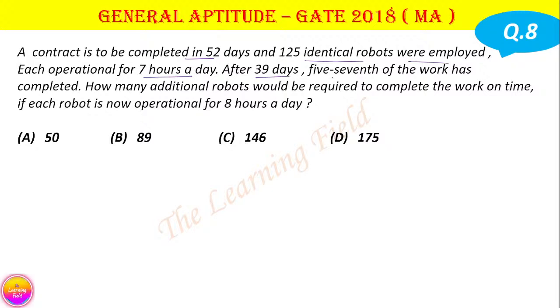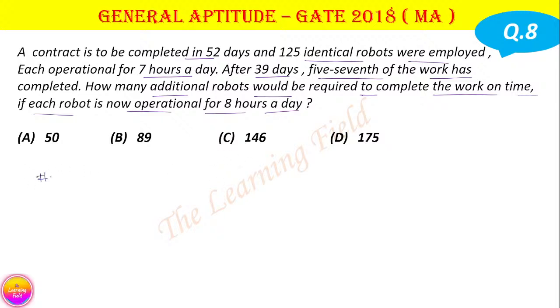After 39 days, 5/7 of the work has been completed. How many additional robots would be required to complete the work on time if each robot is now operational for 8 hours a day? This is a very simple question from time and work.